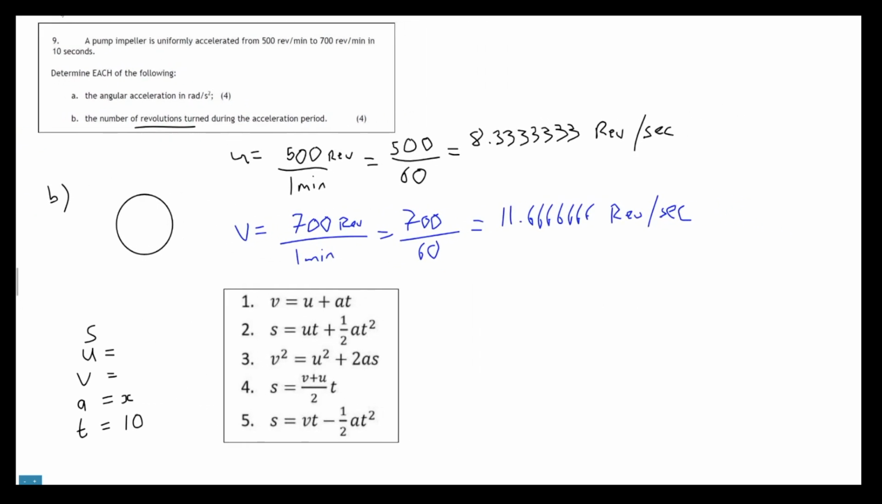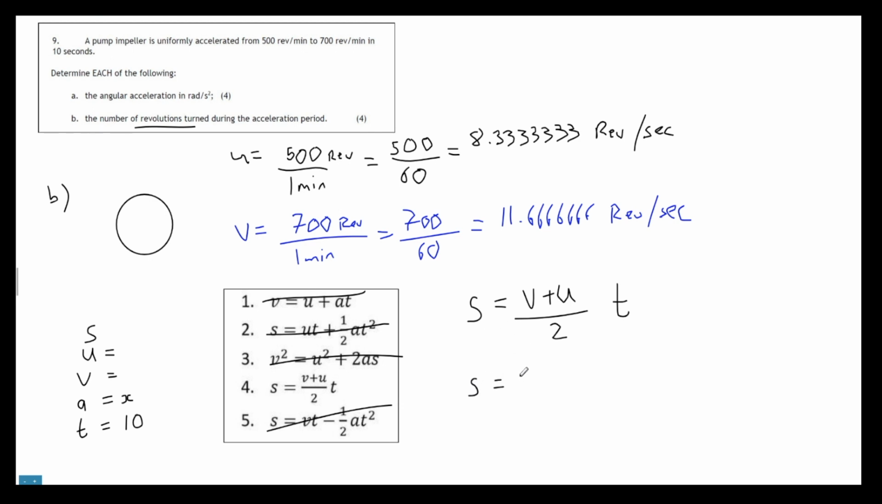All right. So what are we looking for? We're looking for S. We don't want to use the A because we might have made a mistake and that would carry through. So anything with A in it would be good to get rid of. Looks like we're going to be using this. Because we talk about revolutions in seconds, this should be fine. The distance traveled, or the number of revolutions turned, will be V plus U over 2 times T. It's a mini average. Basically, it's speed times time is equal to distance.